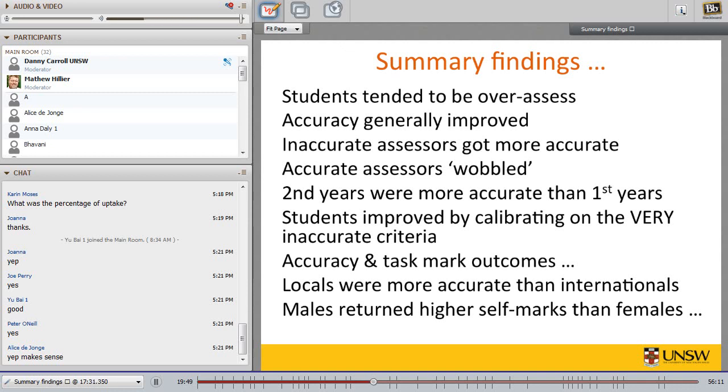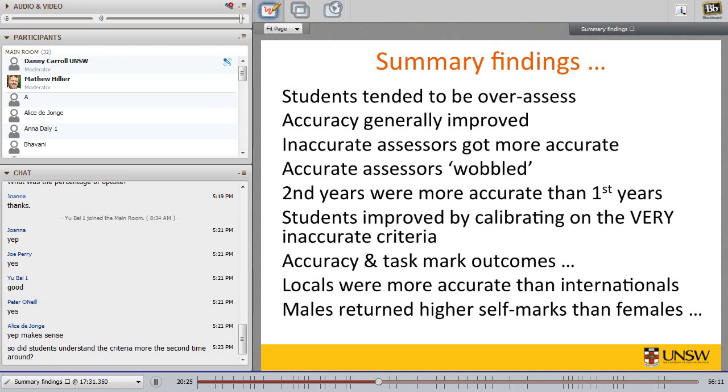I was a bit surprised. I thought the students might be very monotone and say on each criterion, I'm very good, I'm very good, I'm very good. But most students tended to overrate themselves strongly on one or two criteria. In the second task, they appeared to really attend to the feedback on that inaccuracy and become more accurate, but also to score more task marks on those criteria where they got low marks in the first task. So we saw a lot of relationship between accuracy and task mark outcomes.